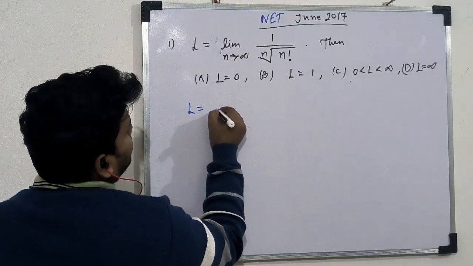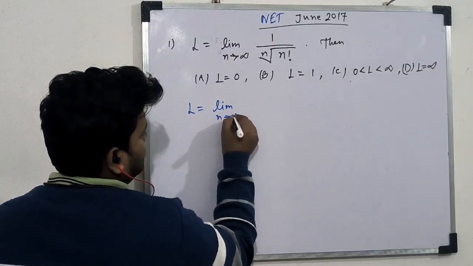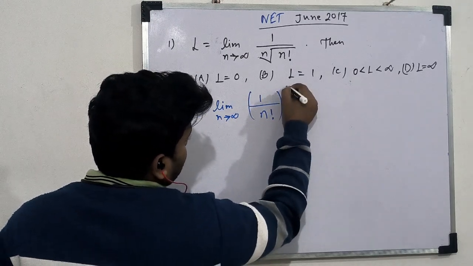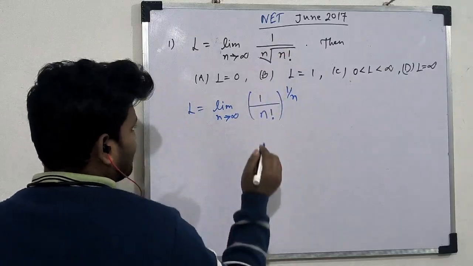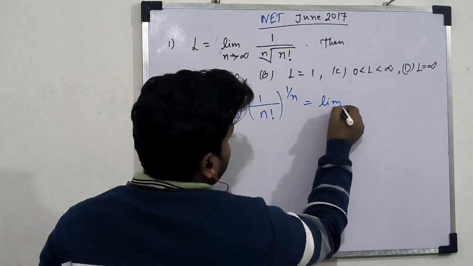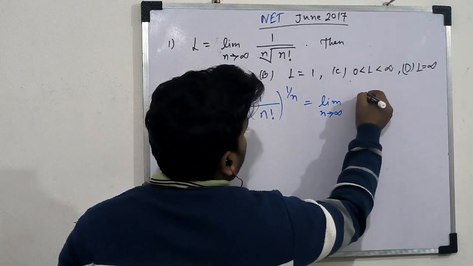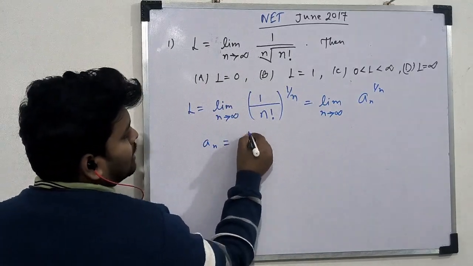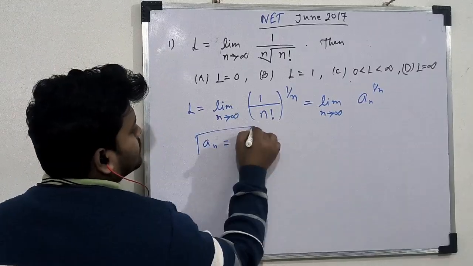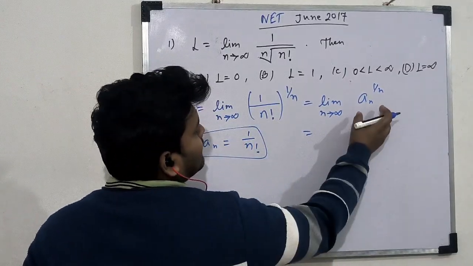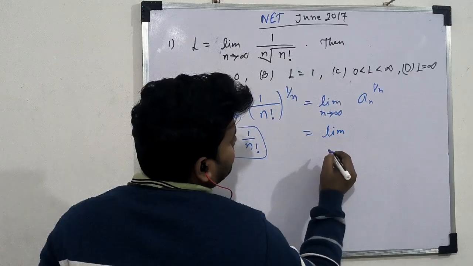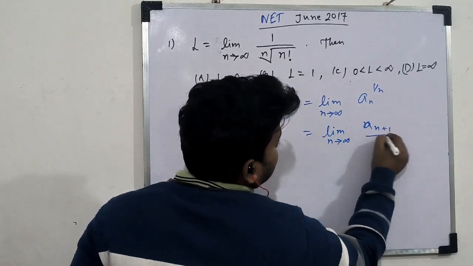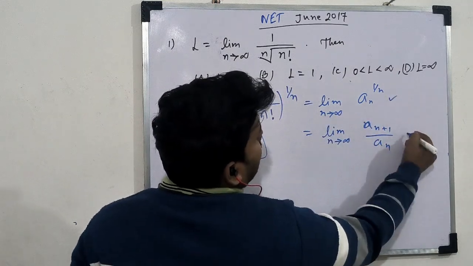So from this we can write L equal to limit n tends to infinity of (1 by n factorial) to the power 1 by n. This means it can be written as limit n tends to infinity of an to the power 1 by n, where an is 1 by n factorial. Okay, so we know that this limit and this limit are the same.